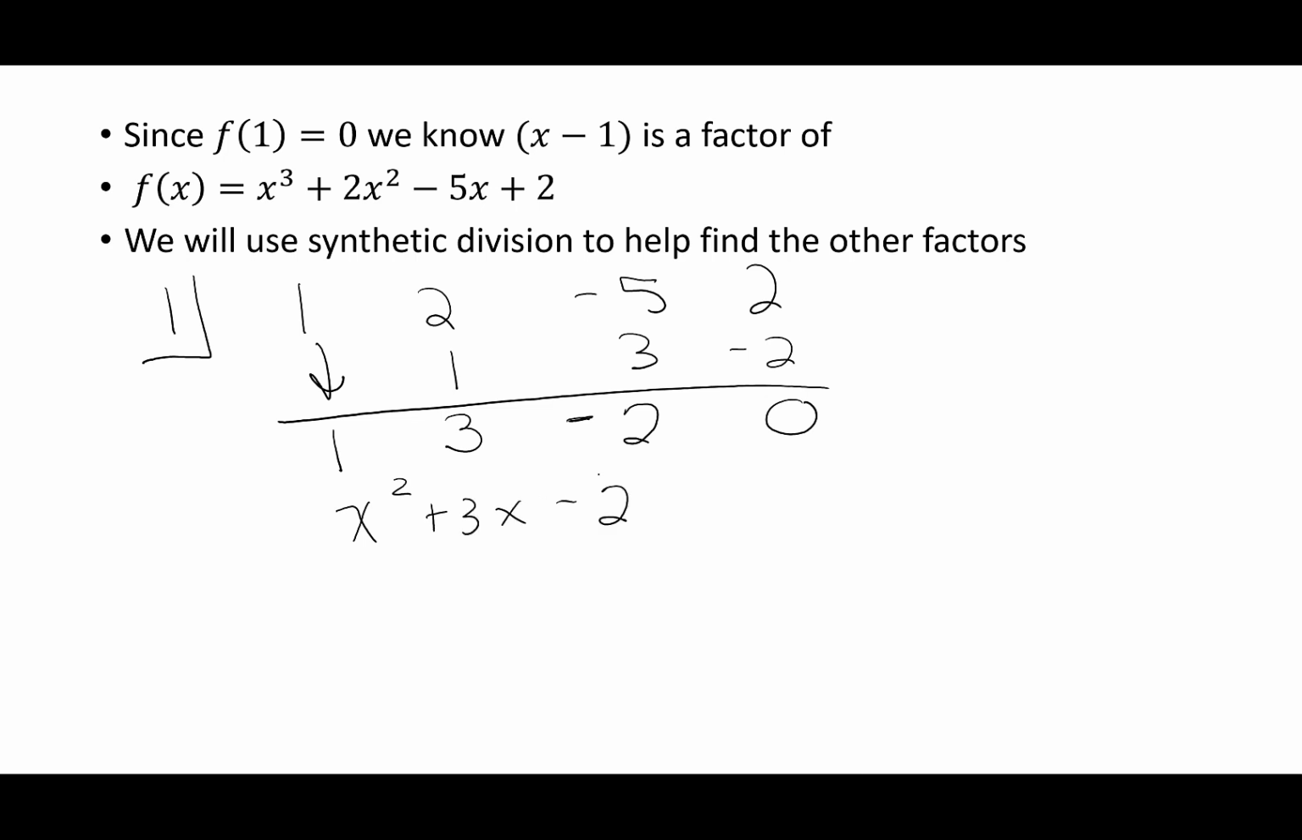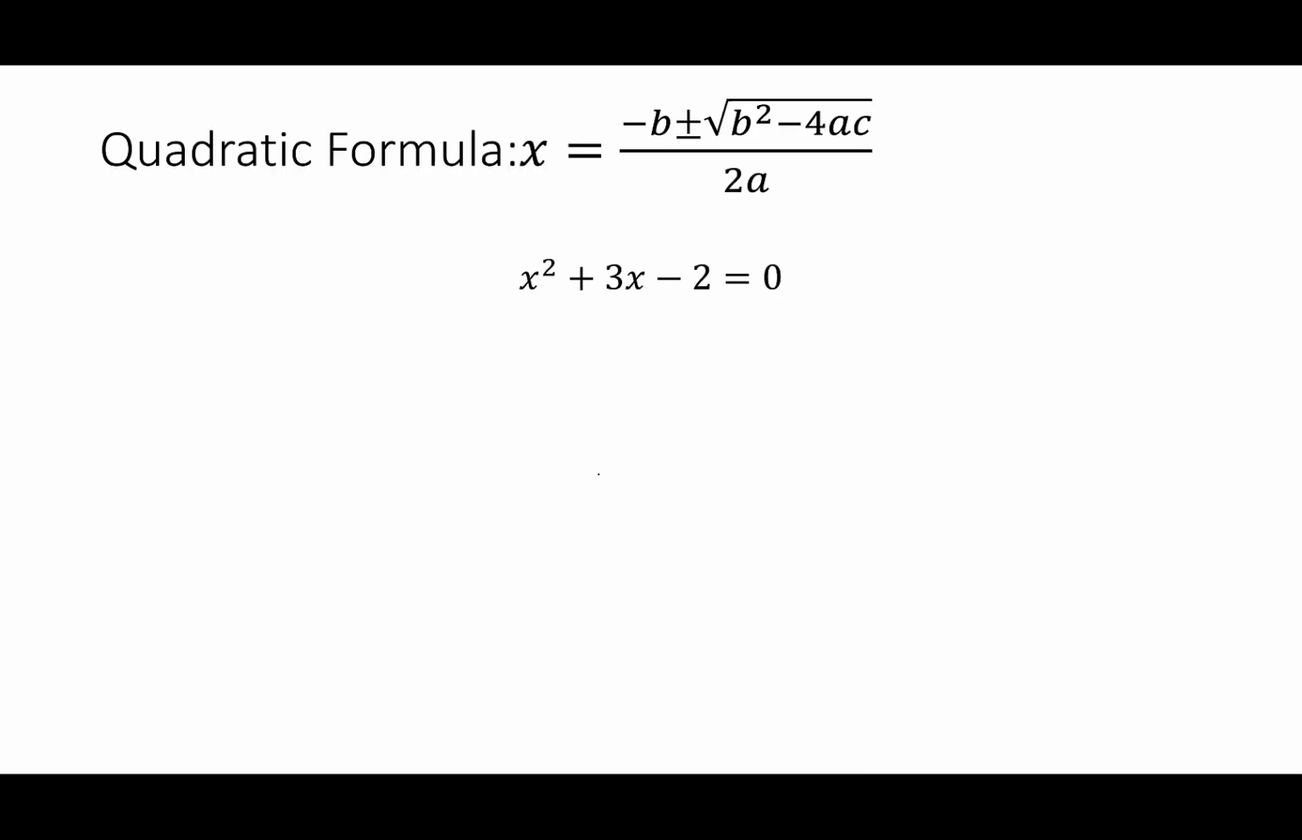Now our next step is to find out when this is equal to 0. I'm always going to try to factor first. So I look at factors of negative 2 and I try to make them add up to 3, and we're not going to get anywhere. So what we're going to be forced to do is use the quadratic formula. So in this case, a is equal to 1, b is equal to 3, c is equal to negative 2.